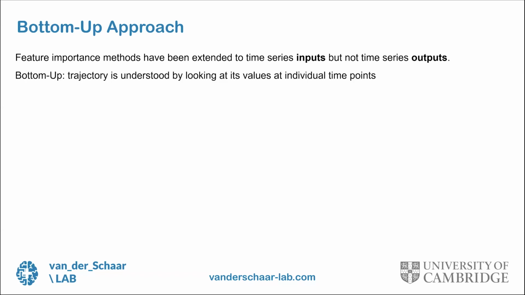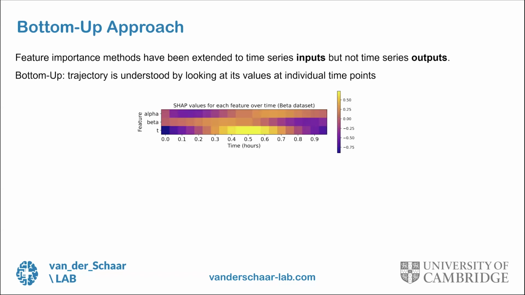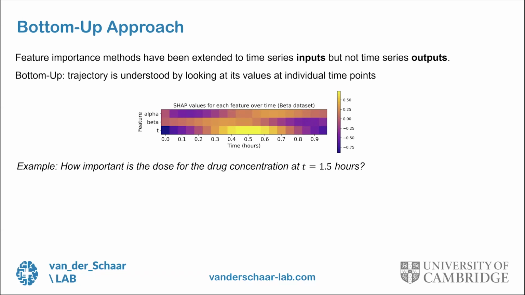It means that the trajectory is understood by looking at its values at individual time points. So we could, for instance, use something like SHAP and get a figure like this, where we get the importance of 2 static features, alpha and beta, for the predicted trajectory at each time point separately. This allows us to answer questions such as how important is the dose for the drug concentration at t equals 1.5 hours, right? And this may be sufficient, for instance, if we're interested in just the 5-year survival rate, but this ultimately reduces the problem to static prediction. So in general, we argue that this strategy for trajectory understanding is not optimal in many scenarios.